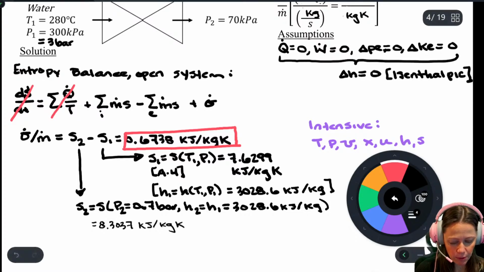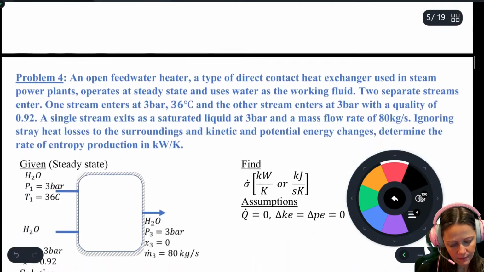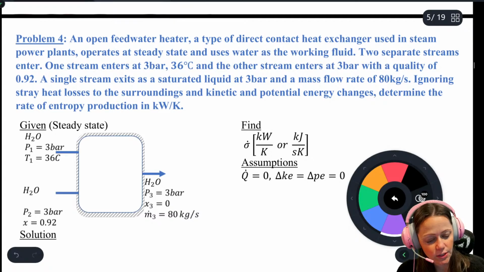Right, so our next problem is an open feed water heater system. This is a direct contact heat exchanger, and it looks like we've got enough to fix our state at all of these states, right? Looking at state 1, state 2, and state 3, I've got temperature and pressure at state 1. I've got pressure and quality at state 2.